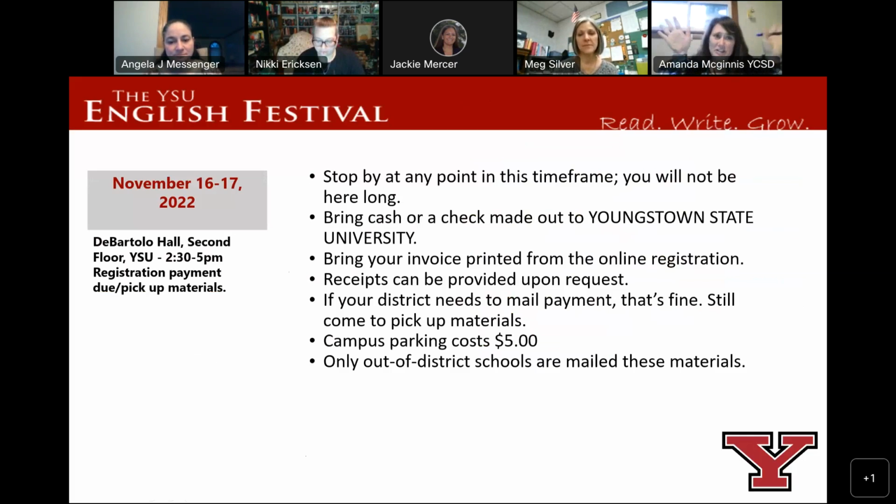So just to let you guys know, when you see me, don't kill me, because I'll be picking up the materials and saying that we're mailing the check. And that's perfectly fine because it's more important to us that you get the materials, that you get the students excited about the festival, that they can start reading as soon as possible if they haven't already, right?